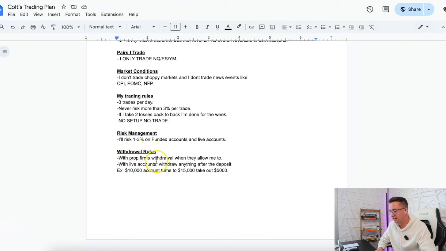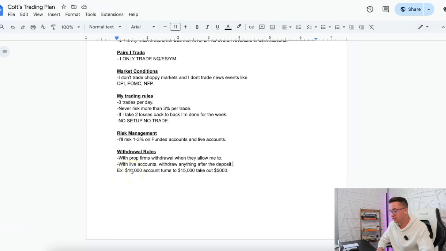Withdrawal rules, and you guys are going to have to come up with this on your own, or you can use an example of mine. With prop firms, I'll withdraw when they allow me to. With live accounts, I'll withdraw anything after the deposit. So this is one way of going about it, and you guys can use trade copiers, and you can have multiple accounts. So ideally, you could go on this idea right here with one account. With live accounts, I'll withdraw everything after the deposit.